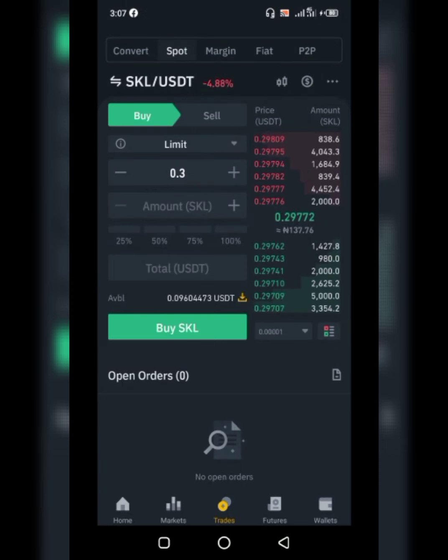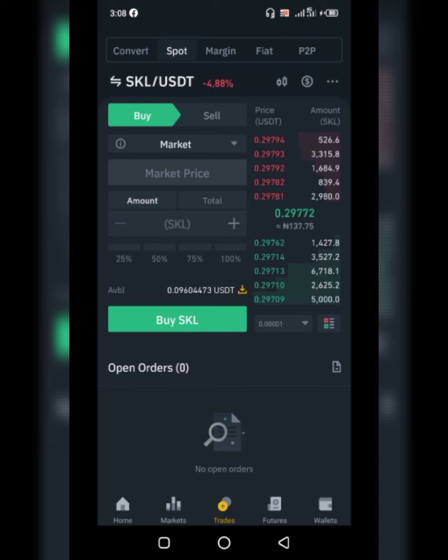Now, since we all know something about limits, we proceed to the next aspect of trade, which is market. In some apps it is market price, in some apps it is market order. But here on Binance, and since all the signals we'll be trading will be on Binance, that is why we are using Binance as a typical example to get this trade done. So we are on market. What does market or market price mean? Market simply means you are telling this trade to buy that coin for you at the current market price.